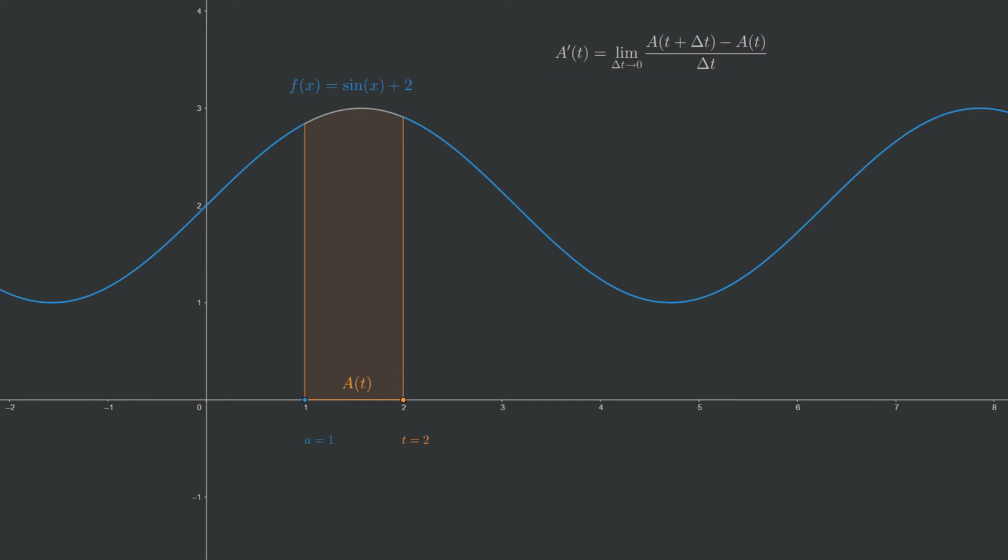As we have defined our area function A only graphically right now, we want to graphically understand what this quotient is, or what the limit of these quotients is. Let us begin by understanding the denominator, delta t. We can think of delta t as a tiny positive number by which we increase t.